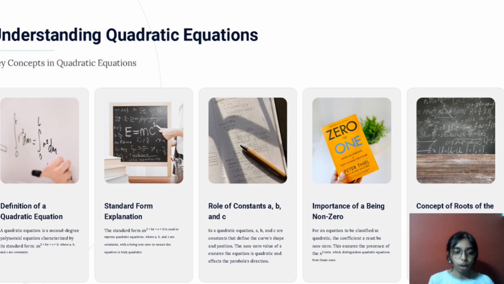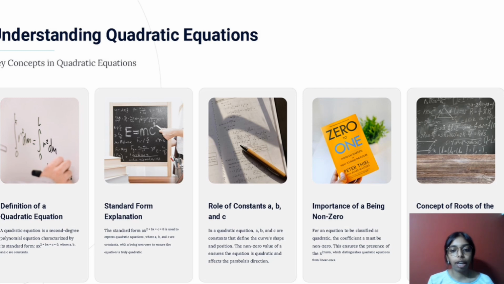Definition of a quadratic equation. A quadratic equation is a second-degree polynomial equation characterized by its standard form ax squared plus bx plus c equals 0, where a, b, and c are constants. Standard form ax squared plus bx plus c equals 0 is used to express quadratic equations where a, b, and c are constants, with a being non-zero to ensure that the equation is truly quadratic.